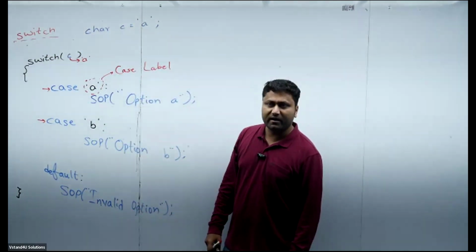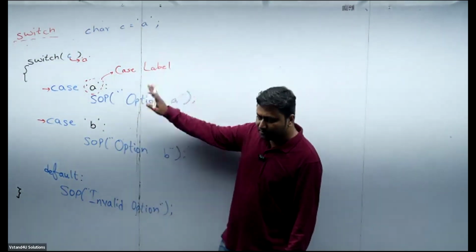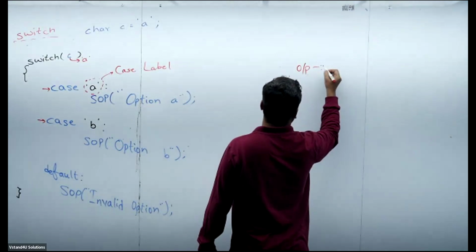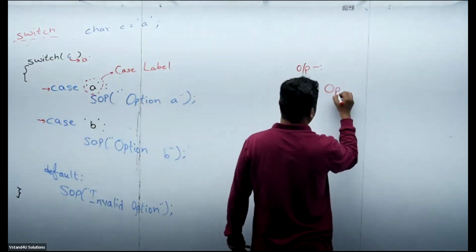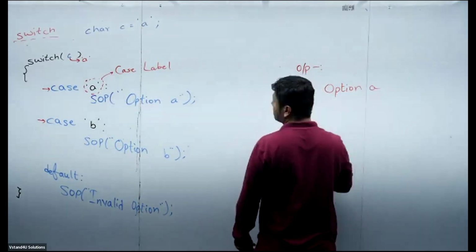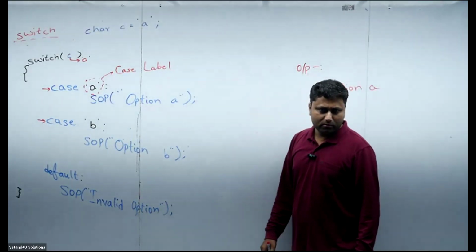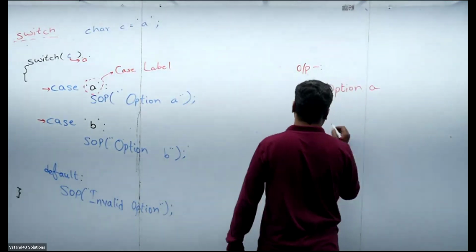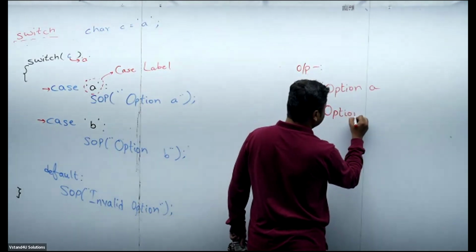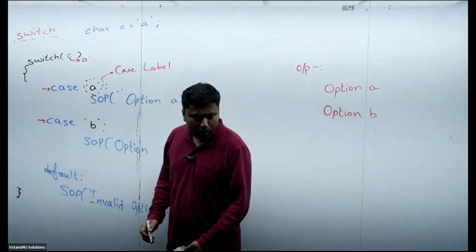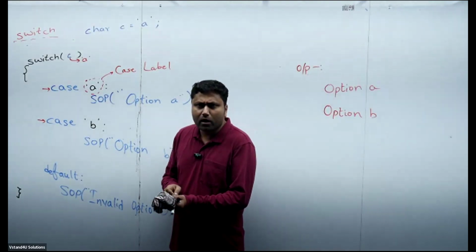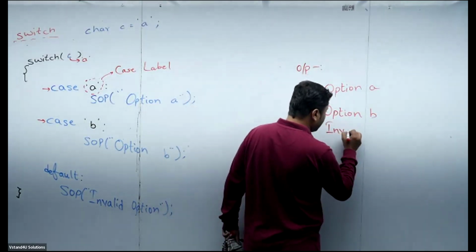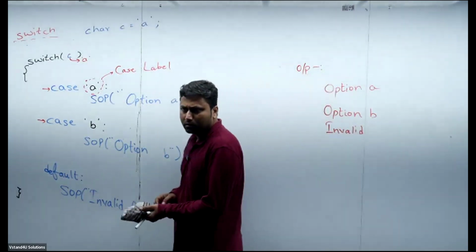So in this case, observe the code, tell me the output. I am interested to know the output part. Option A. Perfect. Very good job. I'm super happy with the answer, guys. How come A and B both are there? Even the invalid one will come? What is this happening? Why?